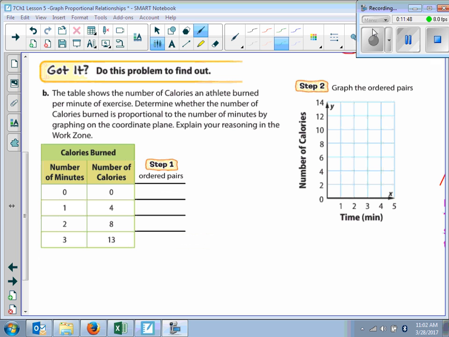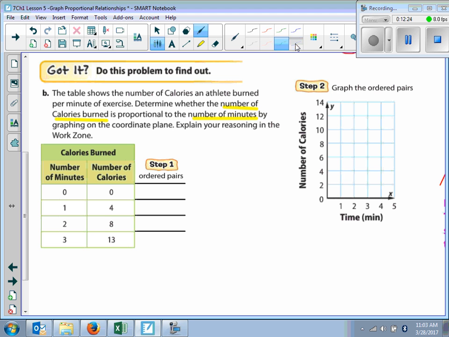So here it says the table shows the number of calories an athlete burned per minute of exercise. Determine whether the number of calories burned is proportional to the number of minutes by graphing on the coordinate plane. So we know here what we are comparing. Is everybody clear with that? So here is the table.